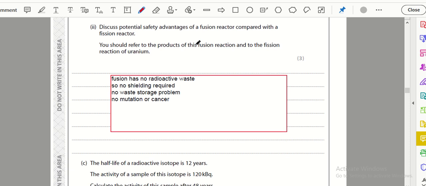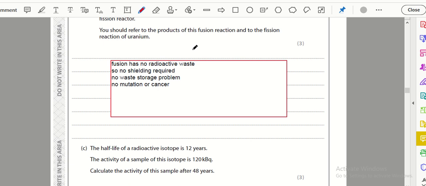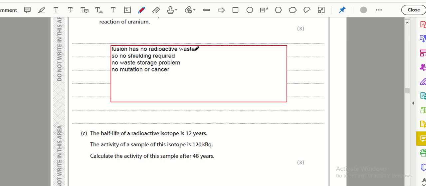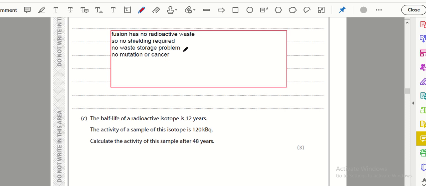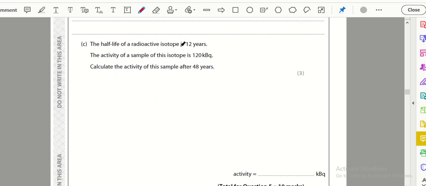Discuss a potential safety advantage of fusion compared with fission. You should refer to the products of fusion and fission of uranium. Fusion has no radioactive waste, so has no need for shielding and has no waste storage problems and does not cause mutation or cancer.